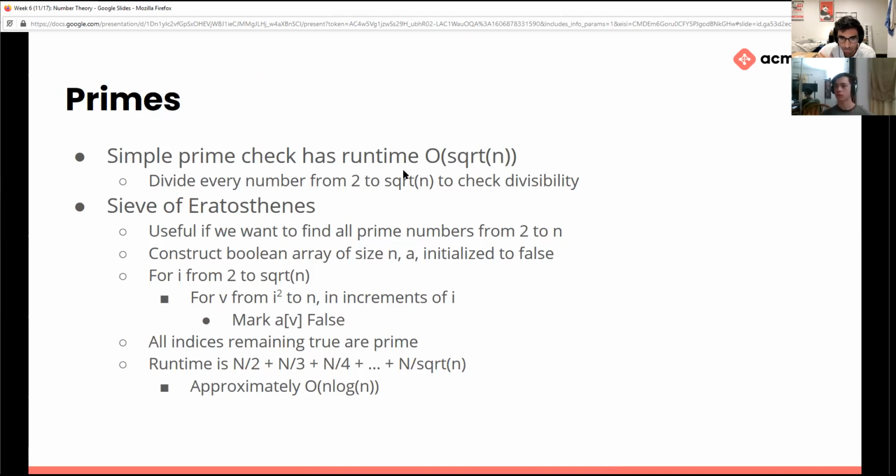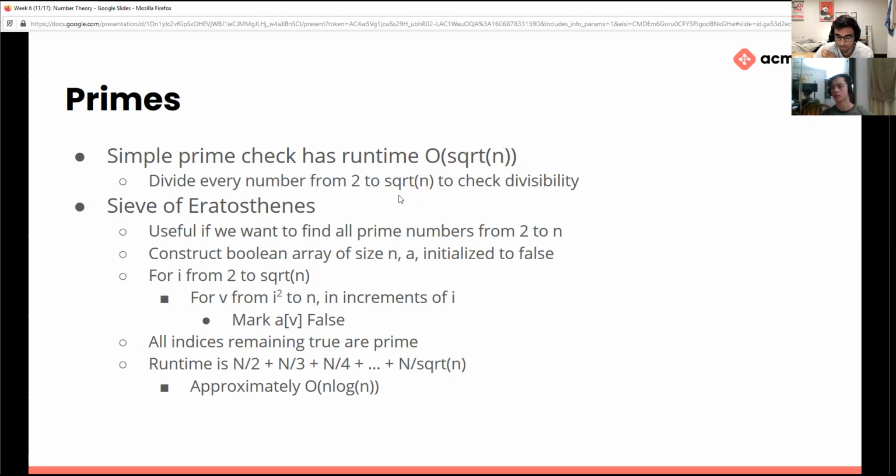Another topic I wanted to cover was checking for prime numbers. A simple way to check if a number is prime, and I'm sure the first thing you would think of, is just trying every number from 2 to the square root of n and checking if it divides the number, right? Since we know division is constant time, as long as n is not too big, it's just square root of n time. So this is pretty simple, and I won't talk too much more about this.